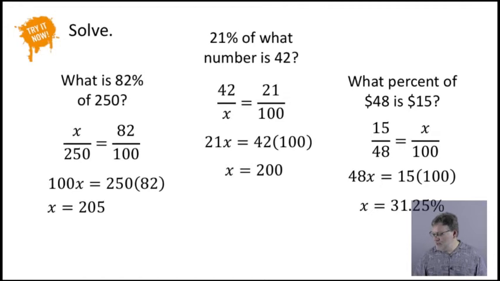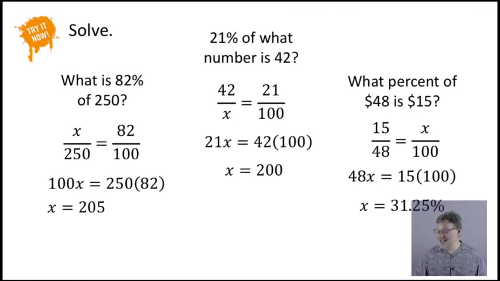So cross-multiplying once again, we have 21x is equal to 42 times 100. And when we solve for x there, we get x is equal to 200. Now, is that intuitively reasonable? 21% of what number is 42? Okay, so 200. 42 out of 200, yeah, that's about 21%. That makes sense. Lastly, what percent of $48 is $15?